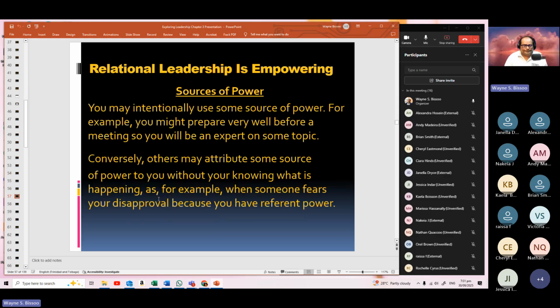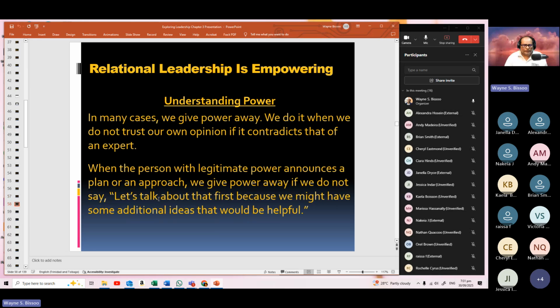Sources of power. So one of the things in terms of understanding power is oftentimes we give away power we have. So how do we give away power without knowing it? One, when we don't trust ourselves.